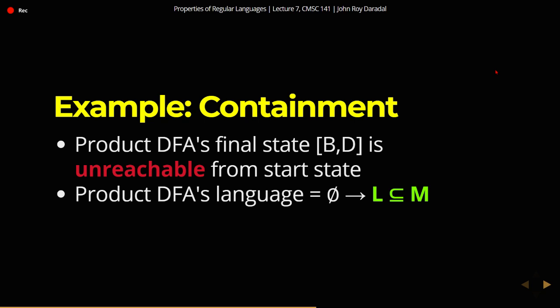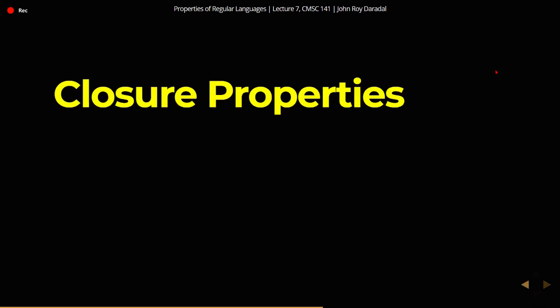Because the product DFA's language is empty, then we can say that L is a subset of M. Okay, so that's it for our decision algorithms.